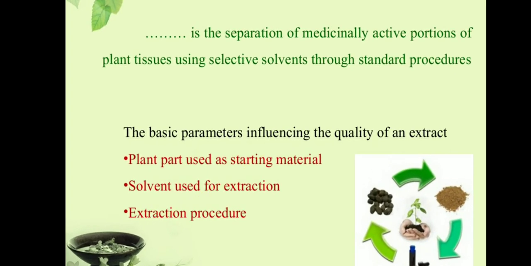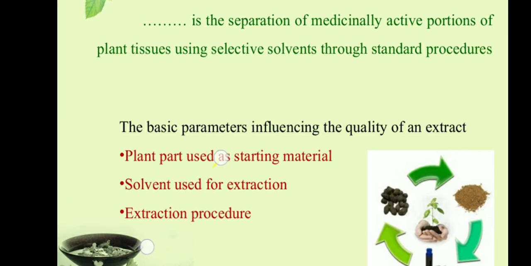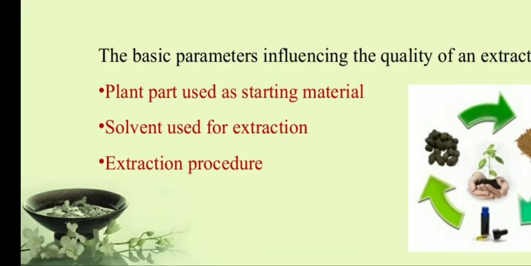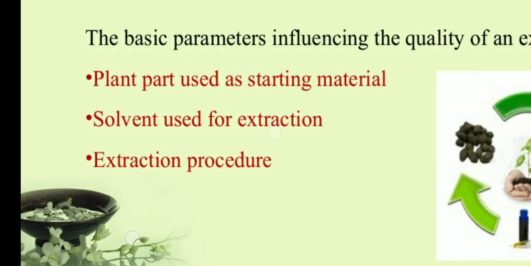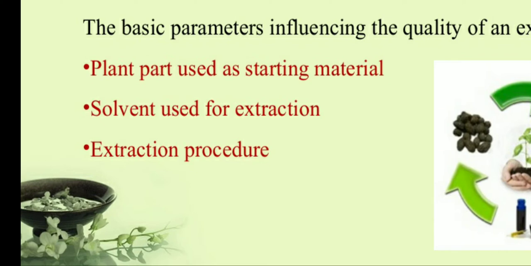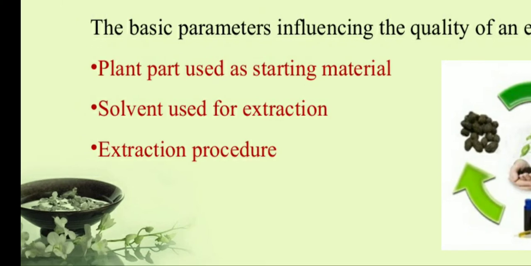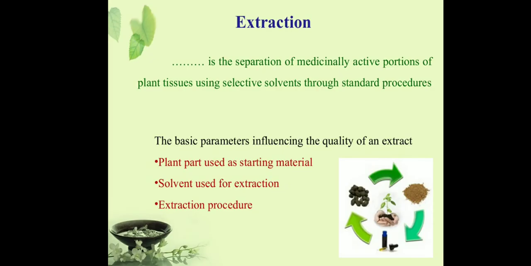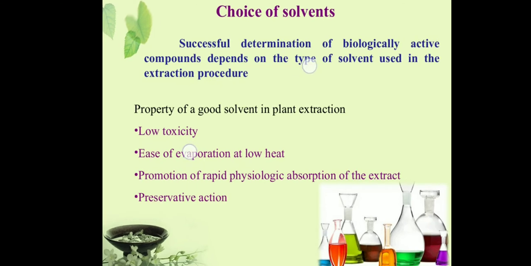The basic parameters influence the quality of the extract. These are the three very important parameters to extract phytochemicals and active compounds from plants. First is the plant part used as the starting material. Second is the solvent used for extraction, which is the liquid mixed with the plant material. Third is the extraction procedure, the standard procedure which helps to extract the biological compounds from the plants.